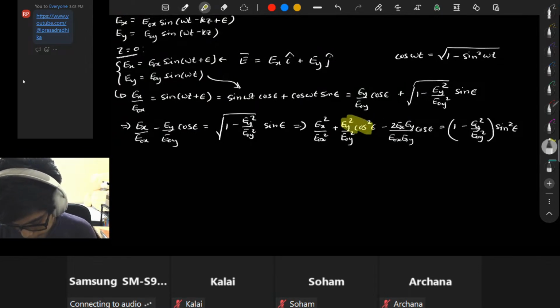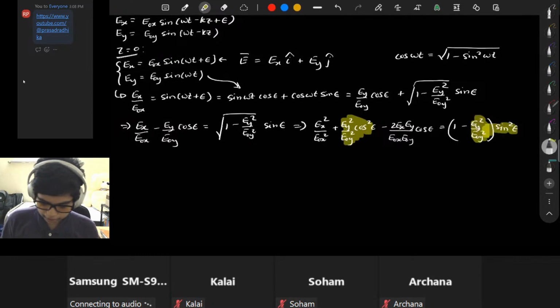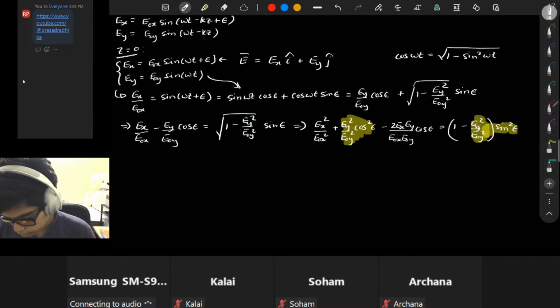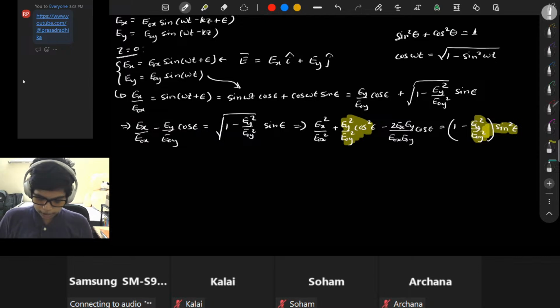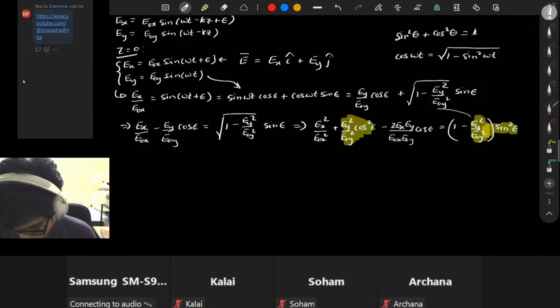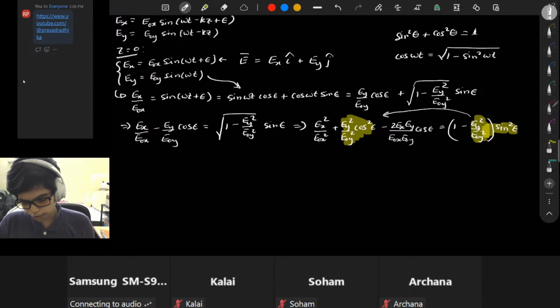So here I have this Ey squared over E naught y squared cos squared epsilon, and here also I have this term Ey squared over E naught y squared times sine squared epsilon. Now sine squared theta plus cos squared theta equals 1. So using that, I can bring this term over here and combine it to give me simply Ey squared over E naught y squared.